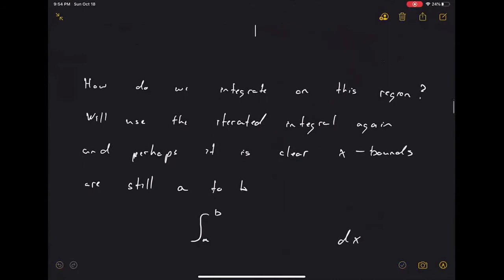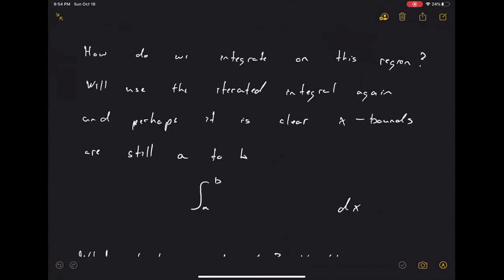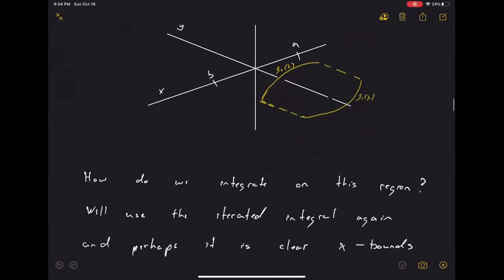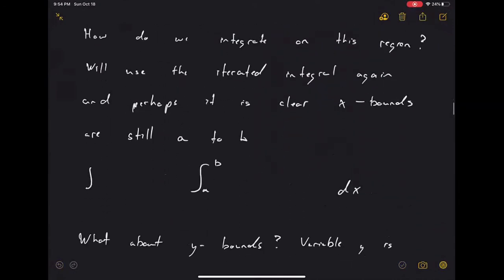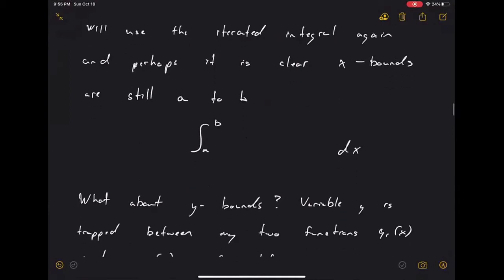Now, how do we integrate on this type of region? We're going to use the iterated integral just like we did in 15.1. We're going to go from an integral like this in this general notation, and turn it into an iterated integral. We're going to break it up into integrals of x and y. How do we do that?